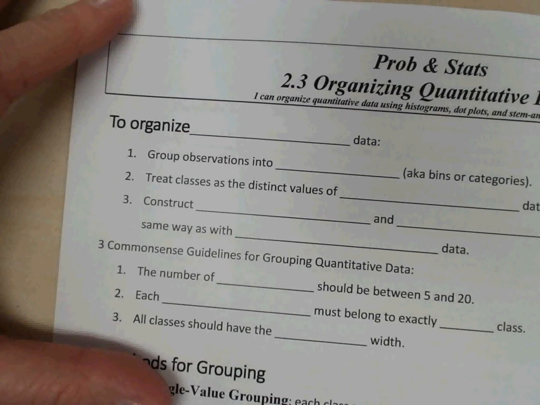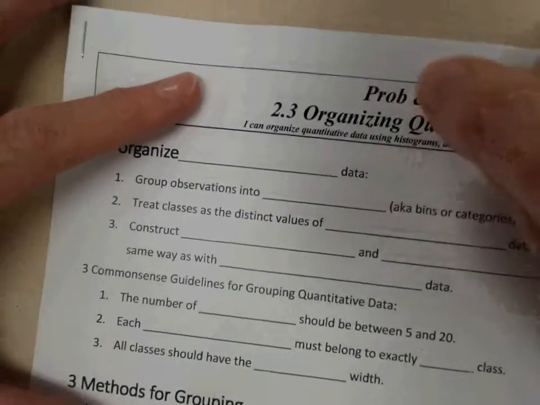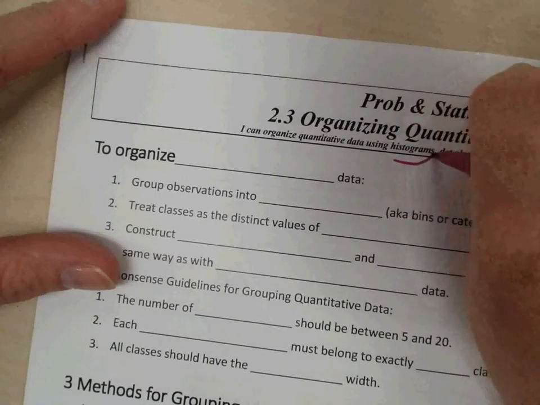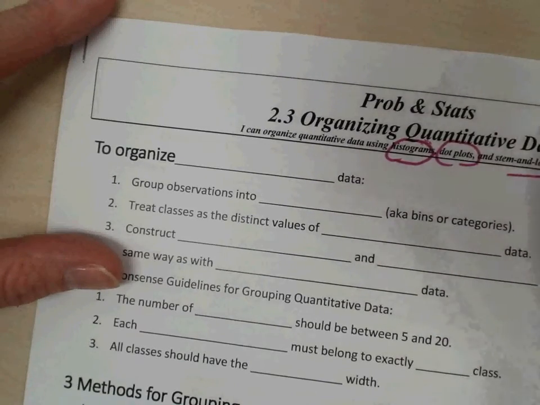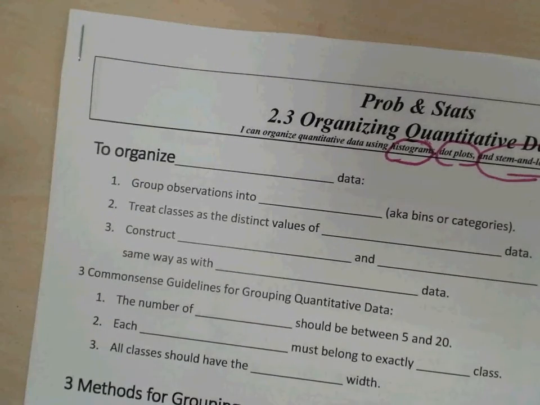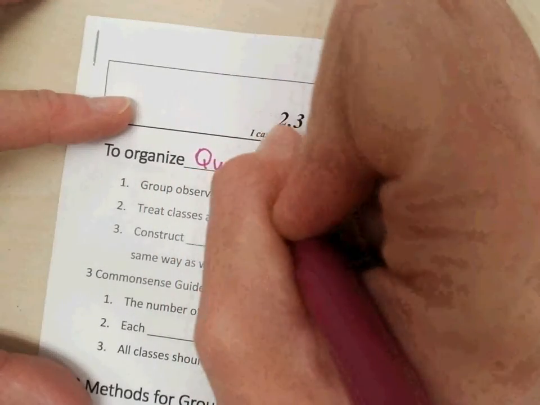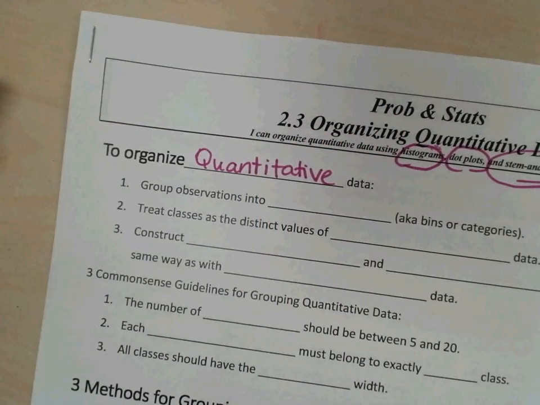2.3 notes, organizing quantitative data. The goal today is to be able to use histograms, dot plots, and stem and leaf diagrams to organize quantitative data. 3 things.